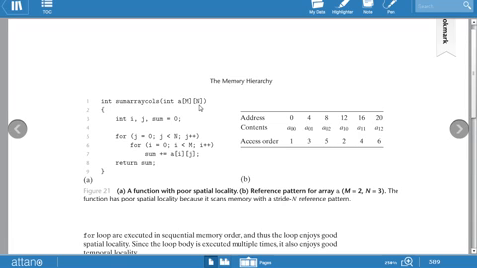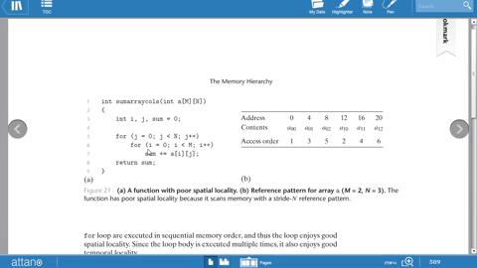So there are m rows and n columns, and the array name is a. Then using the variables i and j, initialize the sum to 0. Then use a for loop, that is j equals 0, j is less than n, and j plus plus, that is starting with 0, ending with n, and then incrementing the j values.